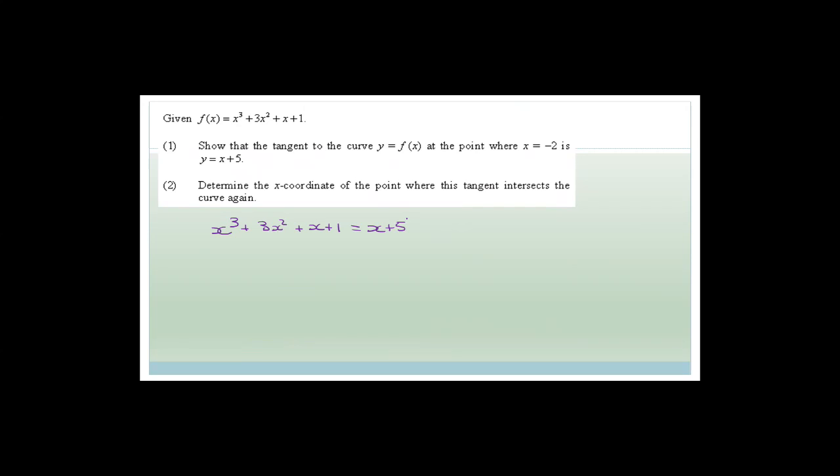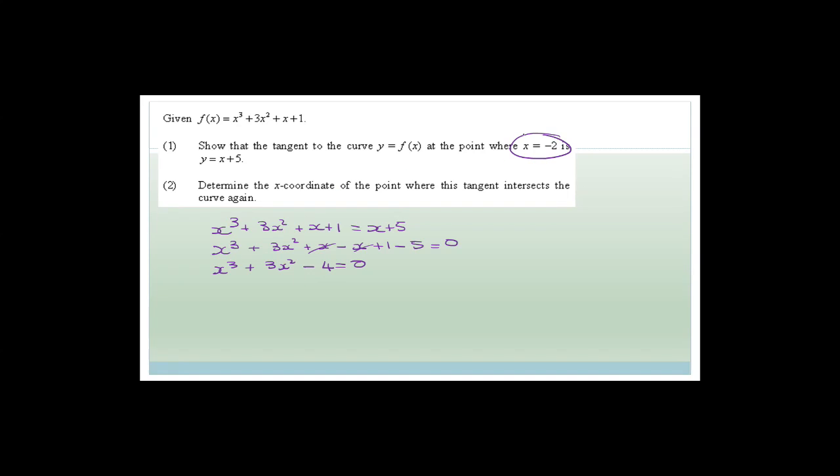The first point is where it just touched, which we said was minus 2. Then we're going to find a second point, which will be the point at which it has now crossed, at least a second point. There might be a third one. So what do we got? We've got x cubed plus 3x squared plus x minus x, plus 1 minus 5 equals 0. So do you agree with x cubed plus 3x squared? They cancel. Minus 4 equals 0.